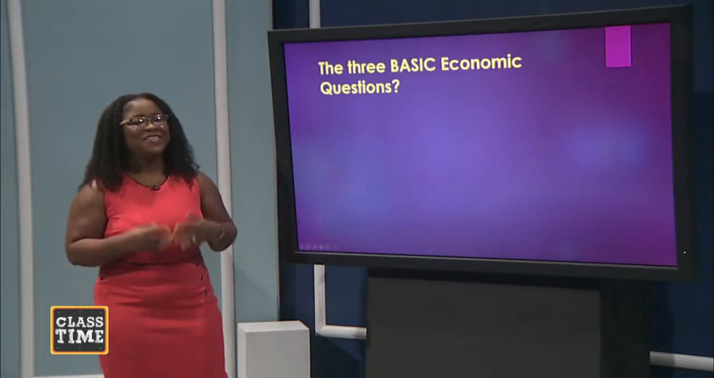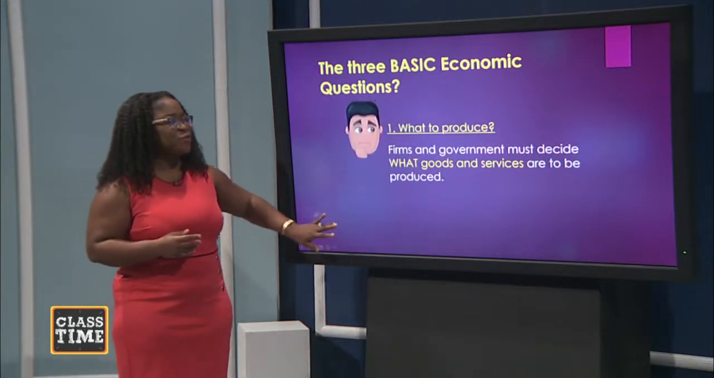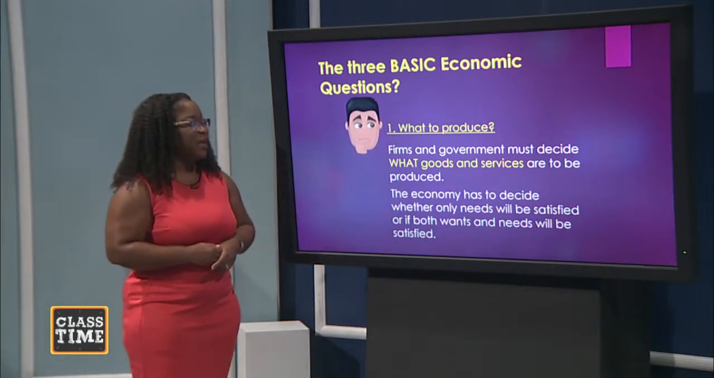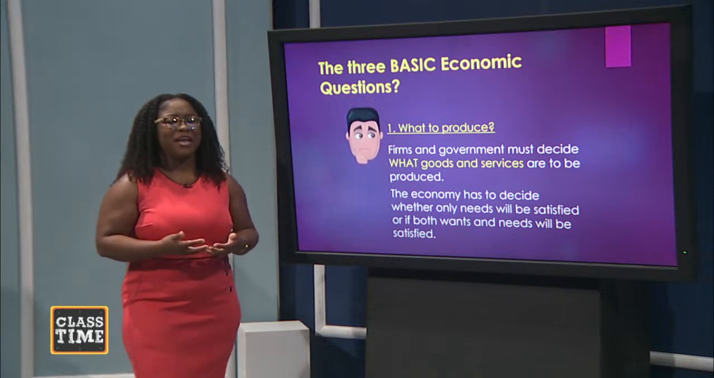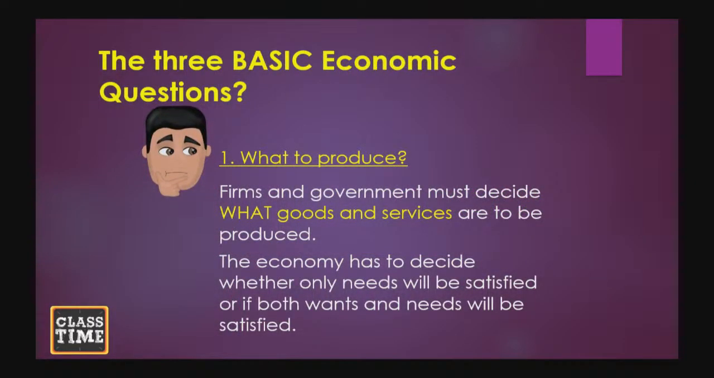So let's explore the types of economic systems. Before we do that, let's look at our description of each economic question. The first one, what to produce. Let's explain how it is that economic systems decide what to produce. Firms and government must decide what goods and services are to be produced. And the economy has to decide whether only needs will be satisfied or both wants and needs will be satisfied. As we go further into the lesson, we'll come back to what to produce. When we talk about the various economic systems, we will identify how we decide what to produce based on the structure of those systems.